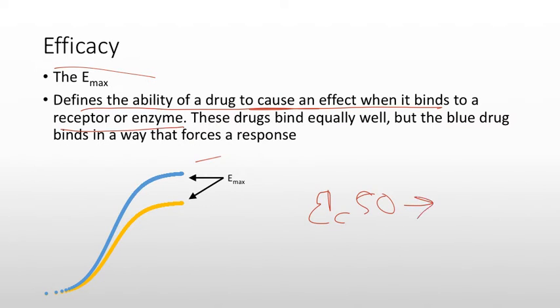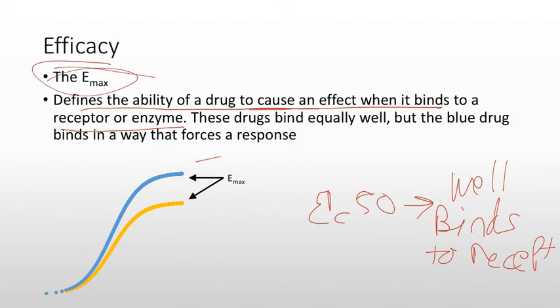So EC50 describes how well the drug binds to the receptor, and the Emax, or the efficacy, defines how well an effect is driven by binding. So we're already assuming that there's something bound, and we're saying, okay, there's something bound. How much of an effect do I get when there's something bound? Is it always going to cause the receptor to be activated, or will it only cause the receptor to be activated most of the time, or some of the time, or half the time?